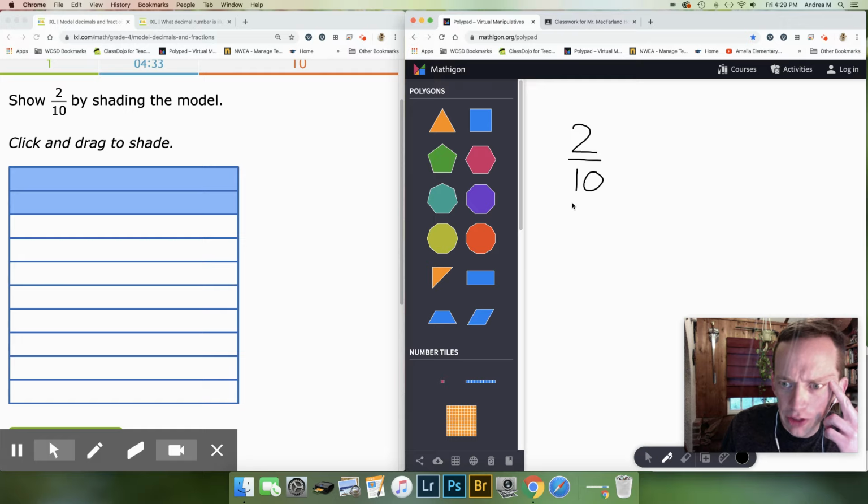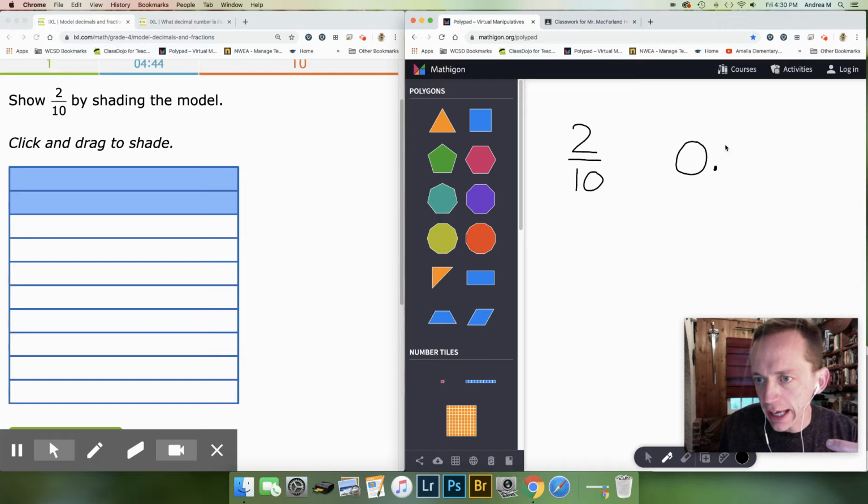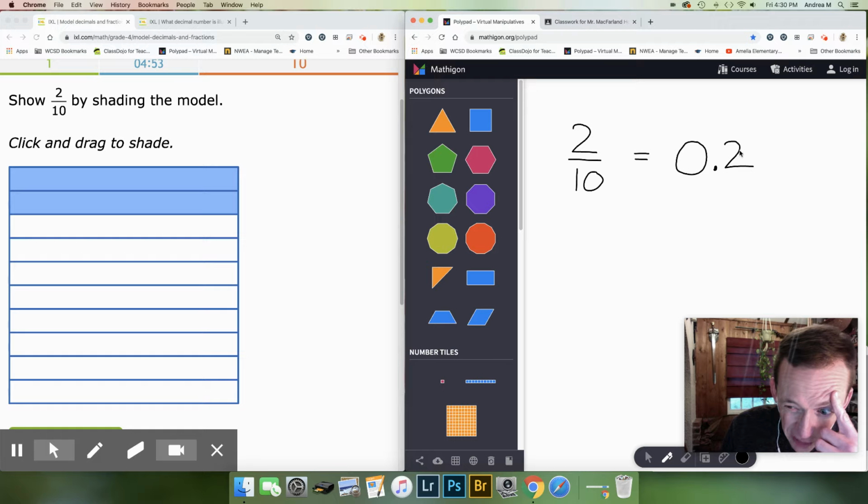So we have 2/10. Now I want to think about this as a decimal. I don't have a whole yet. 0, right? I don't have a whole dollar. But what I have is 2/10. So these are the same. That's what I want you to start seeing. Now, if you're thinking, wait a minute, it looks kind of weird without a 0 there, we're going to take a look at that in just a moment.